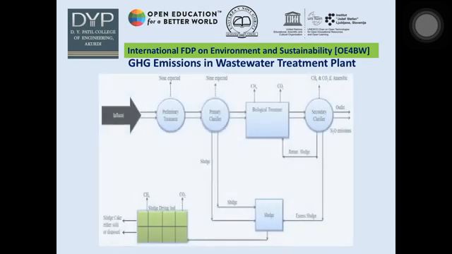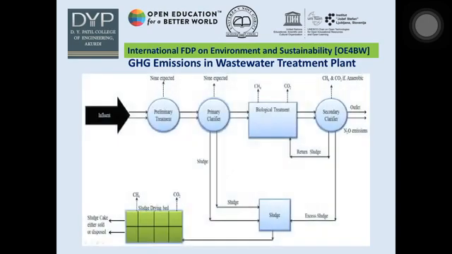Next, the greenhouse gas emissions in wastewater treatments are as follows. As I've discussed earlier, the wastewater treatment plant consists of preliminary treatment, primary treatment, secondary treatment, and tertiary treatment. All these units or parts emit greenhouse gases, as shown in the picture.